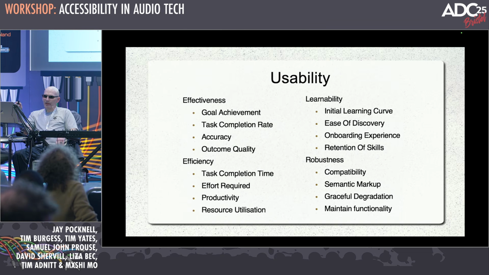And some of the things we can measure, usability, the effectiveness, goal achievement, the task completion rate, how accurate it was, the outcome quality, efficiency, again, the task completion time, the amount of effort required, how easy it was to use. So making information accessible and manuals accessible is really important. The productivity, these are all things that we can ask about and measure with our customers.